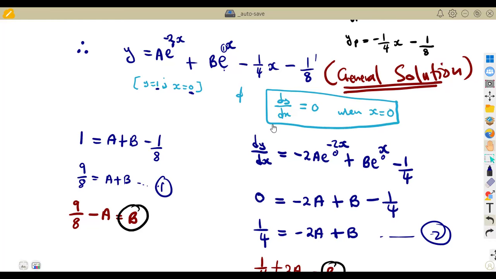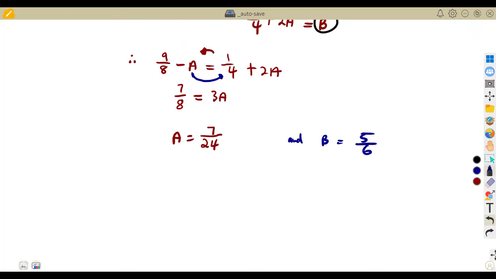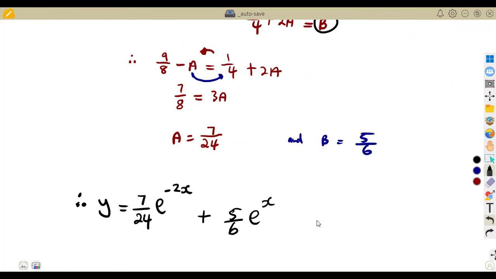So let us substitute. Remember our format before. So therefore, our final answer for the whole of this y is going to be y is equal to, remember before it was A e to the exponent of minus 2x. So A is 7 over 24. So that's 7 over 24, e to the exponent of minus 2x. Then it was plus B, our B, we got 5 over 6. So it's 5 over 6. It was e to the exponent of x, remember. All right, then the rest remains as it is.